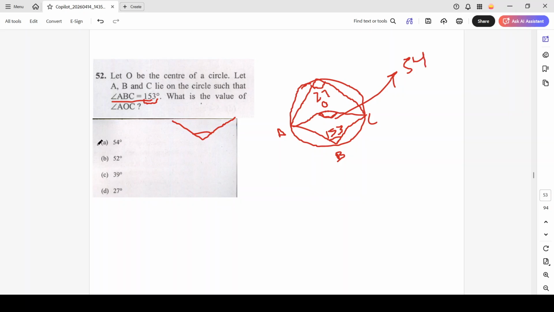So we have our answer A for question number 52. Now moving on to the next question.